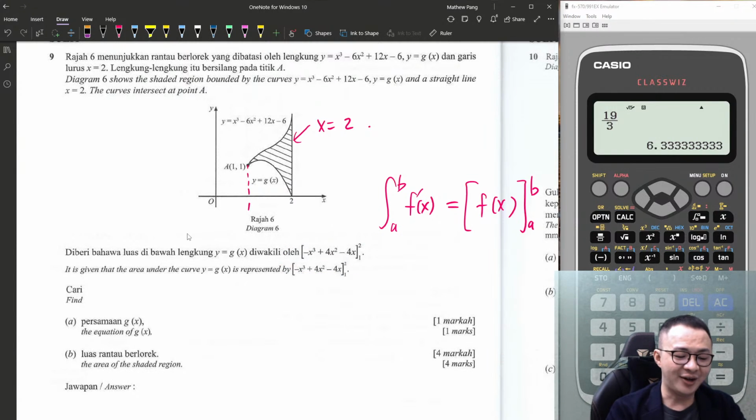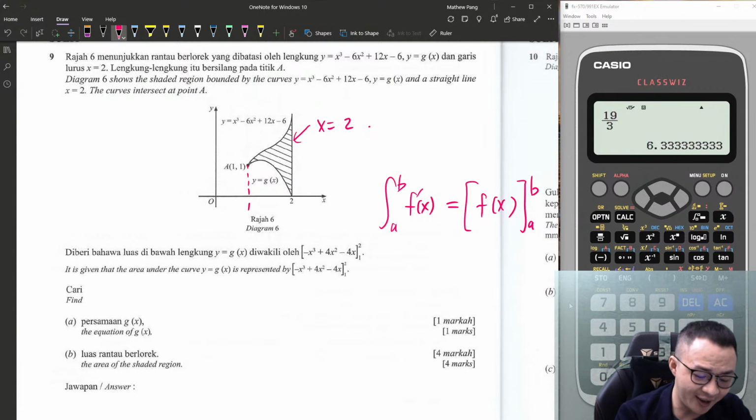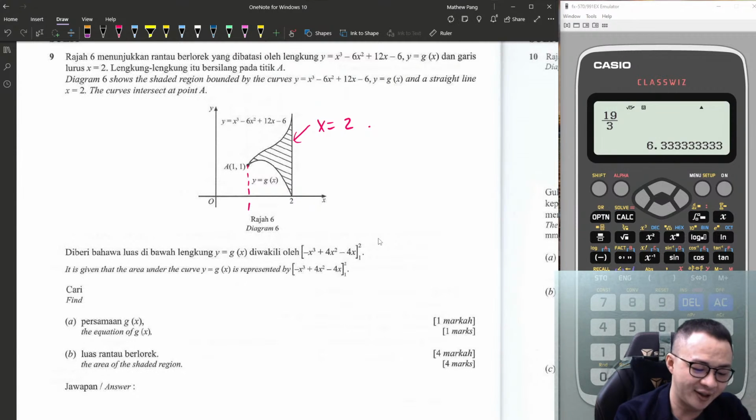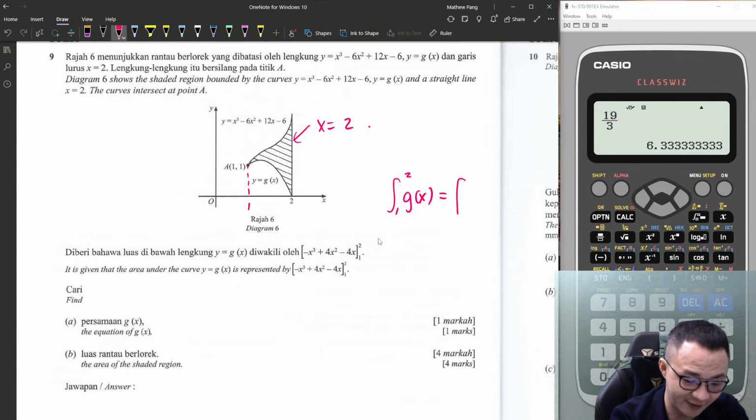So if you understand this, then we want to work backwards here. In this case, if we integrate g(x) from 1 to 2, we are actually getting this: negative x cubed plus 4x squared minus 4x, from 1 to 2. Isn't it? So right now they ask me to find g(x).